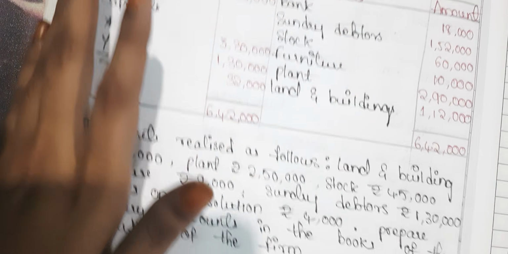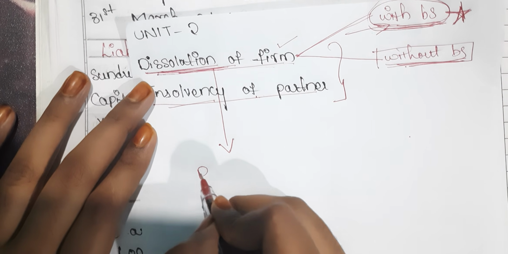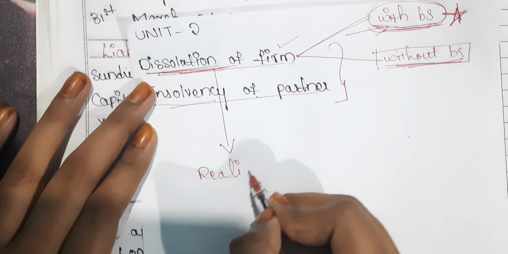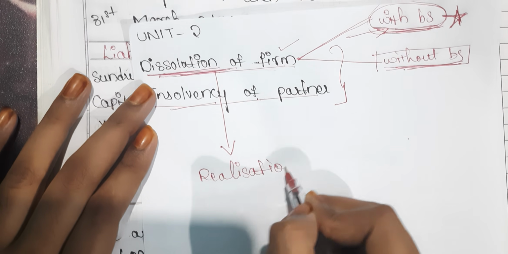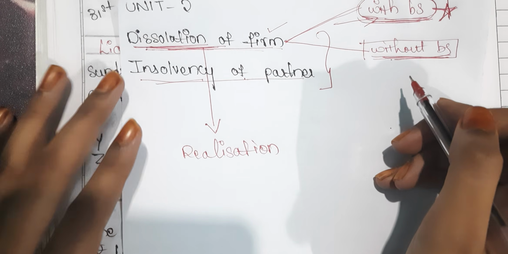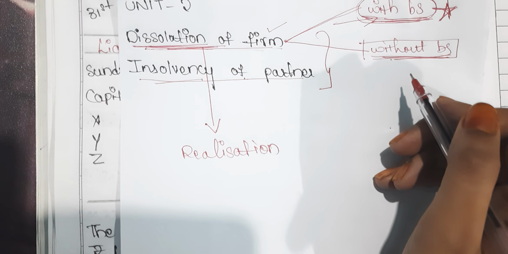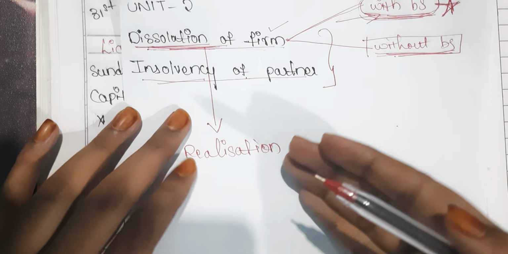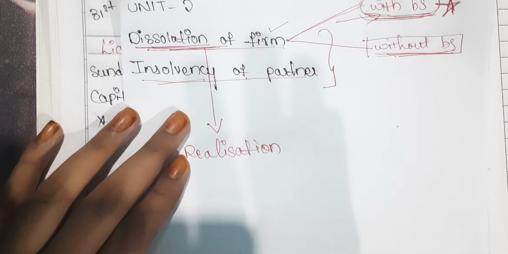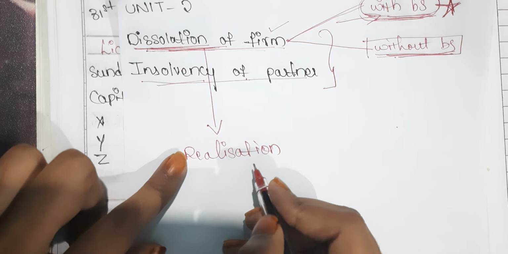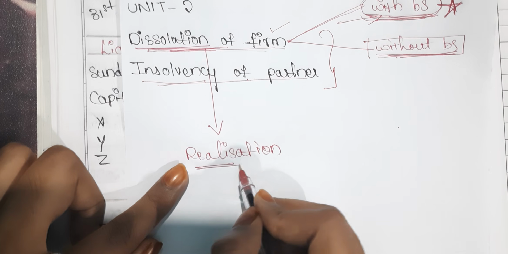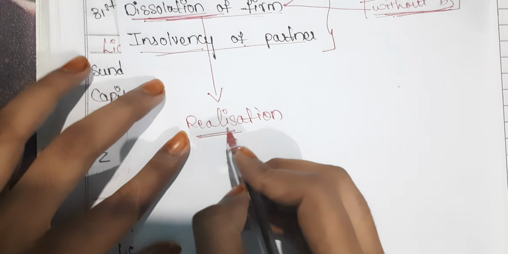In dissolution of firm, if they give you a balance sheet and such a type of question, how do you need to solve it? First you need to prepare the realization account. Definitely in admission and retirement, what were we preparing? We were preparing the revaluation account, meaning revaluating the amount of assets and liabilities, whether the amount got increased or decreased, we have seen that. But here in dissolution of firm, we will be focusing on realization, not revaluation.